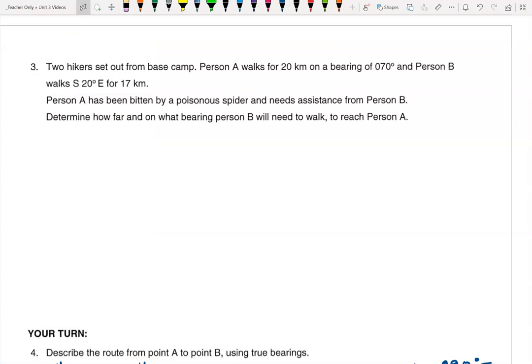In our second video on trig applications involving bearings, we're going to have a look at two questions that involve us applying our knowledge of bearings and trig ratios.